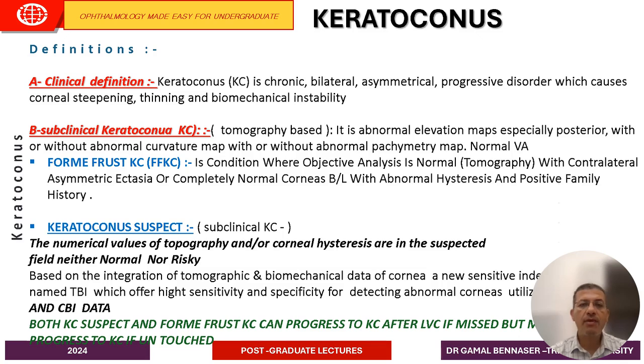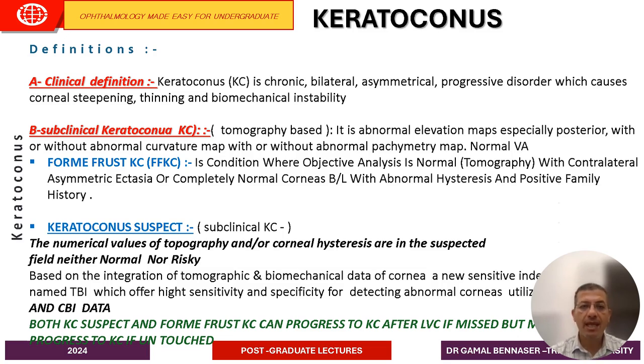Now, the other subtype of subclinical keratoconus is what's known as keratoconus suspect. In this patient, the numerical data for topography and tomography and the corneal hysteresis or corneal biomechanics are abnormal, but not abnormal to the extent that we say this is a keratoconus, and not normal to the extent that we say there is no keratoconus. So it is in between, in the gray zone, between normal and abnormal. So this is known as keratoconus suspect.